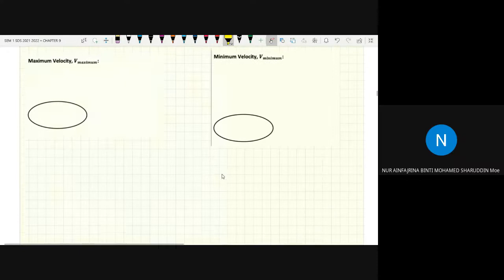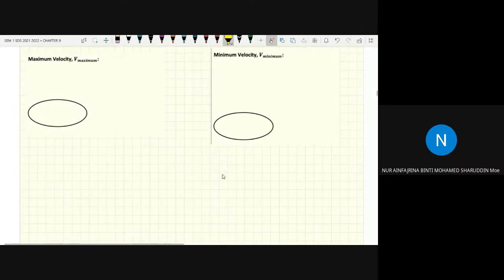Okay, next one, we want to find the maximum velocity and also the minimum velocity. But we are going to do the maximum velocity only. For example, we have a pendulum. Miss will just draw a pendulum because it's quite easy compared to others. For example, we have a pendulum at equilibrium. Now the pendulum will go here, for example, and then we have two. And we know here is the negative amplitude, equilibrium and positive amplitude.